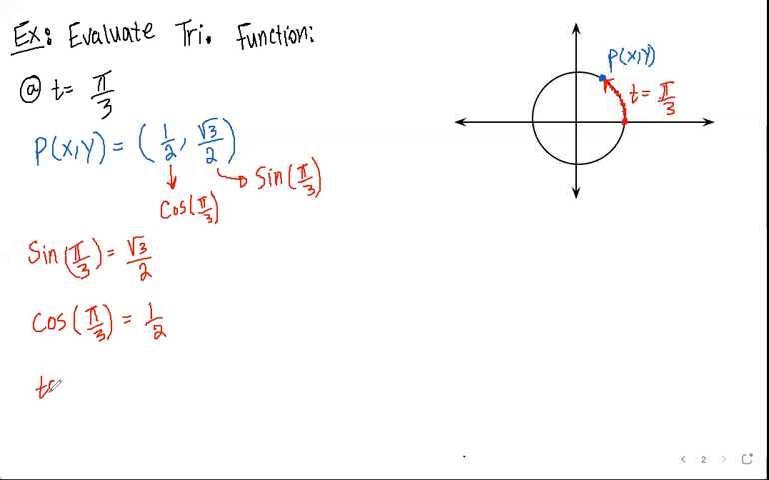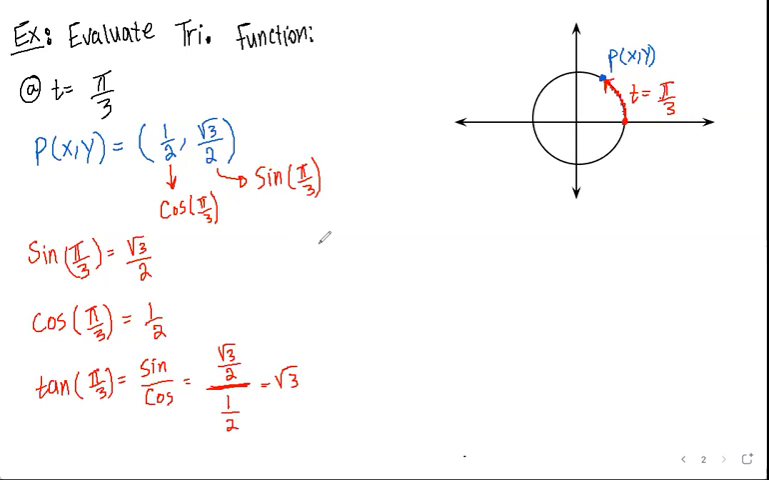The tan of pi over 3 is the sine over the cosine. This over this one is equal to square root of 3, right? Square root of 3 over 2 divided by 1/2 is equal to square root of 3.